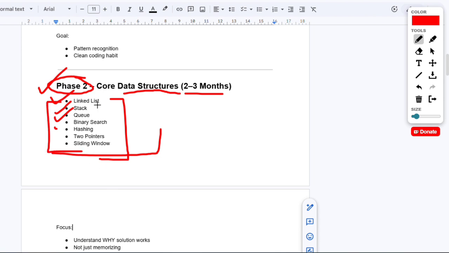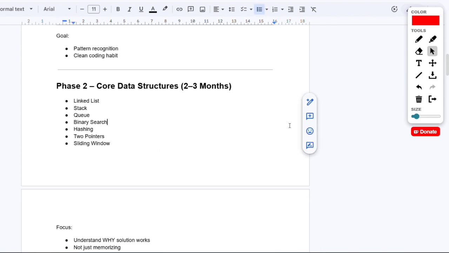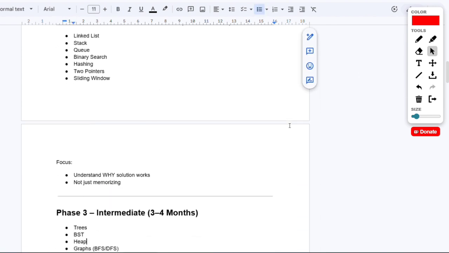Okay, so the strategy is simple: just watch one lecture a day, then revise the notes of that lecture and practice two to three problems related to it. That's it. You don't have to be the guy who watches five lectures a day and then is gone for five to ten days. No consistency.